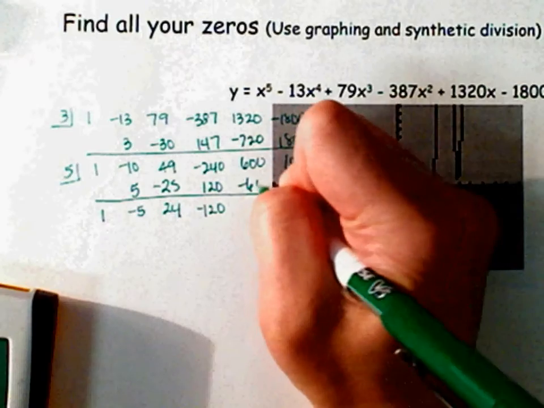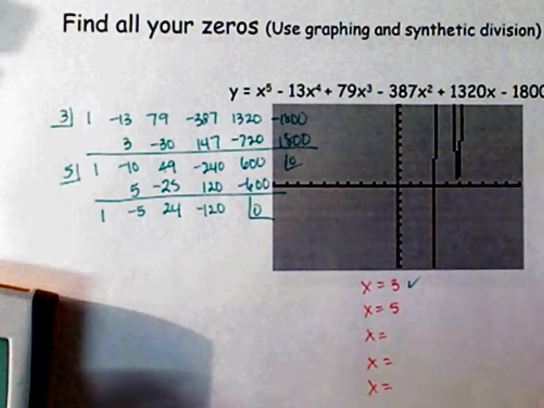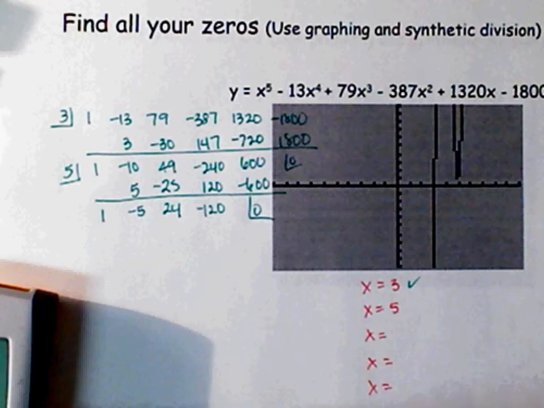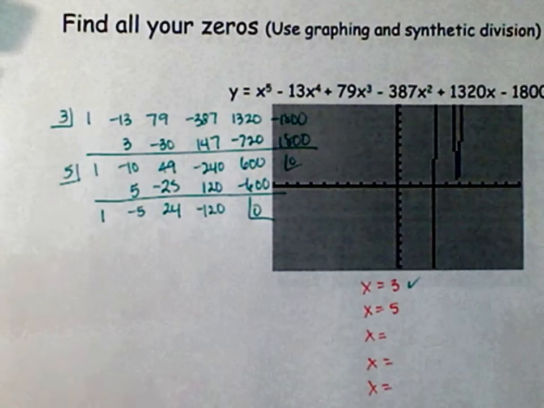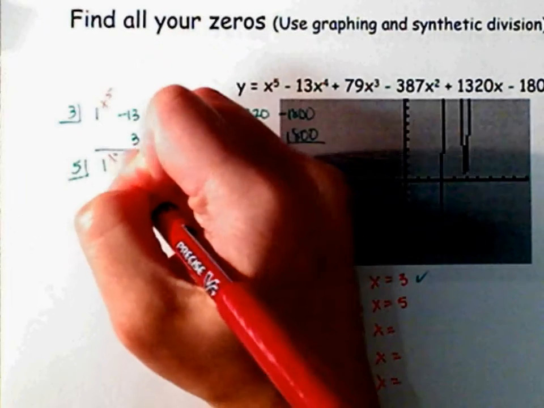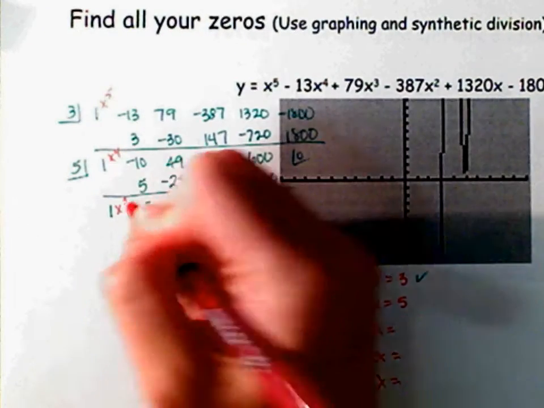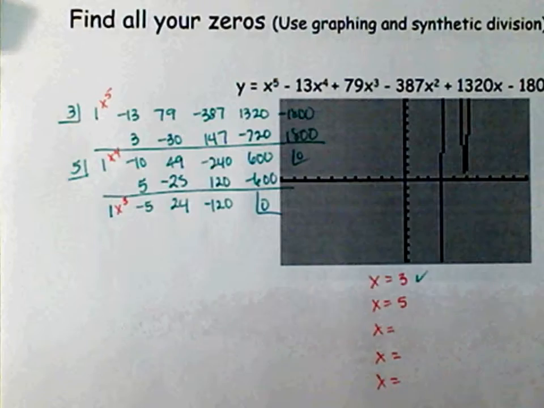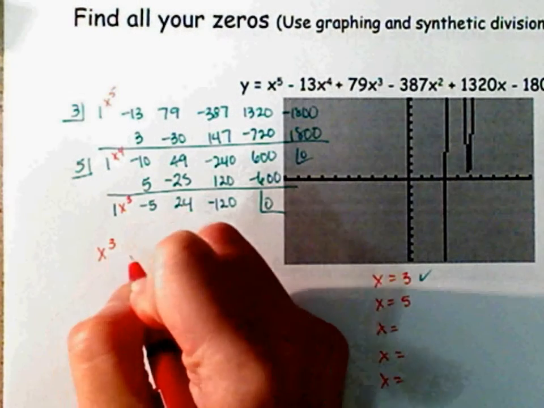Okay? Now, let's see what we have before we continue on. This started off as x to the 5th. X to the 4th. I am now at x third. Okay? So I'm going to rewrite this. X to the 3rd minus 5x squared plus 24x minus 120.